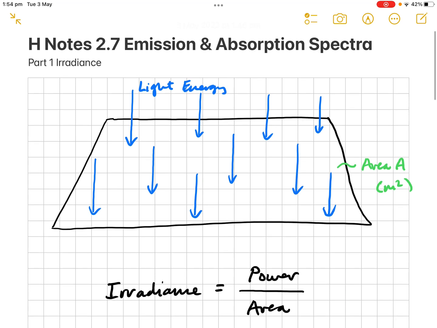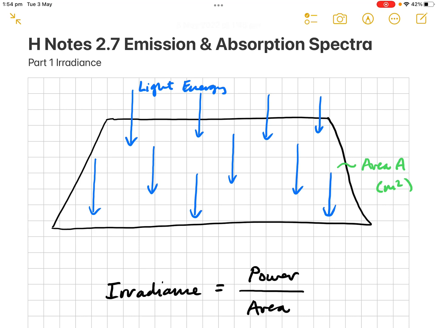So we're going to begin by imagining a flat two-dimensional area A, a certain number of meters squared. And following on to that imaginary area, we have light evenly covering the whole of that area. That is shown in the diagram by the blue arrows, indicating light incident on the area and falling perpendicularly on that area. So that's light energy.